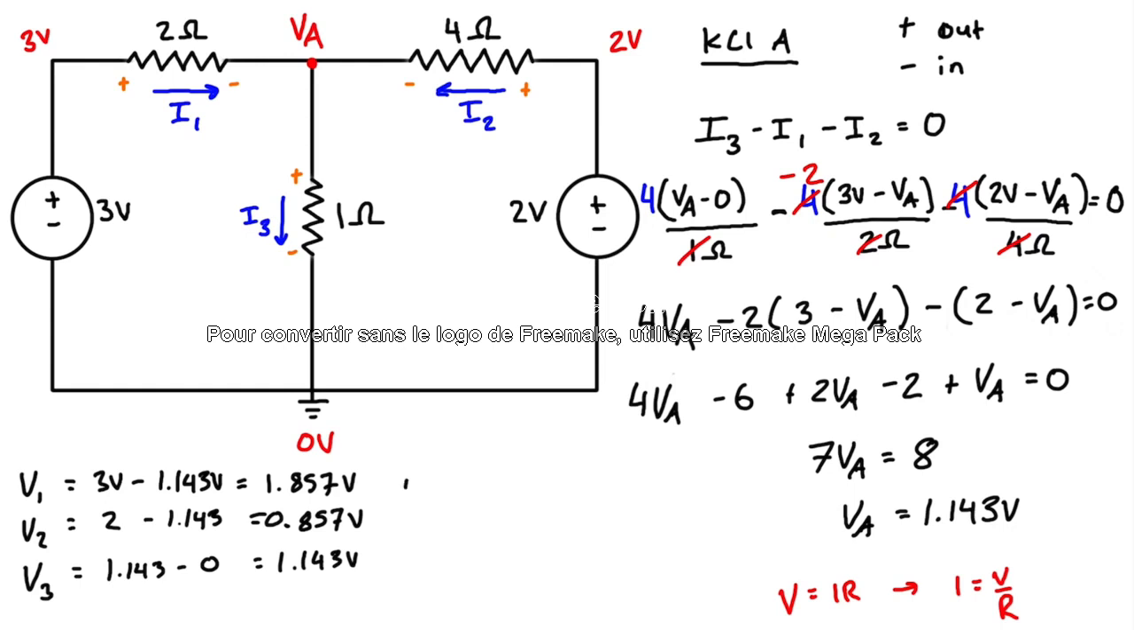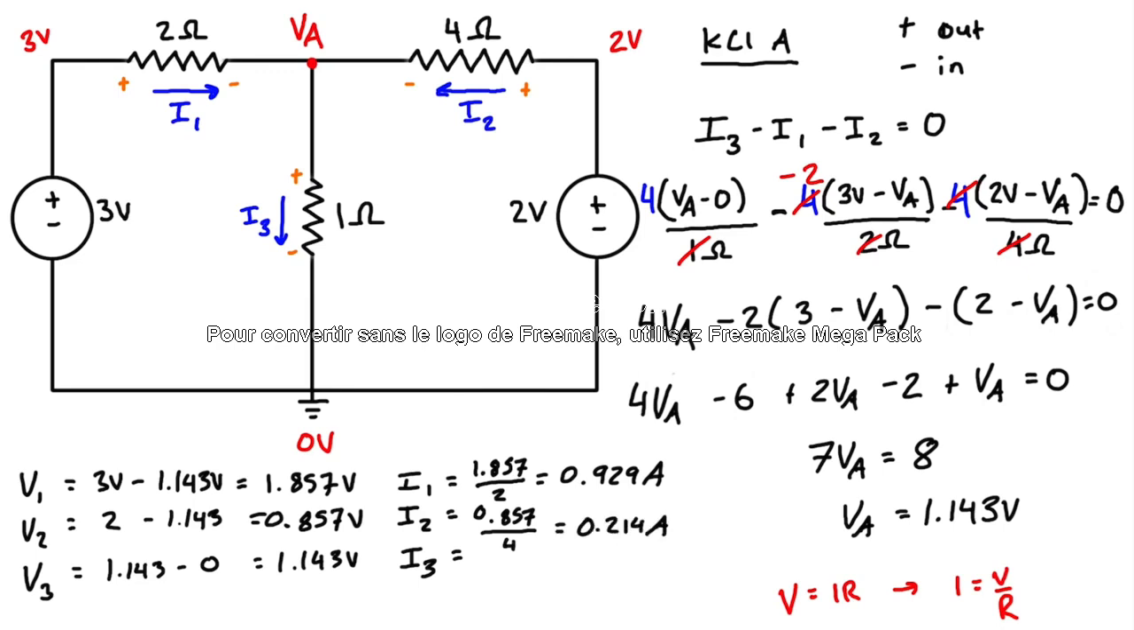And then when we want to solve for the currents for each of those, we have I1, I2, and I3. Well, the current again is just equal to V over R, so we have 1.857 volts over 2 ohms, and that gives us a value of 0.929 amps. And then I2 is just 0.857 volts over 4 ohms, and that gives us 0.214. And then for I3, we have 1.143 volts divided by 1 ohm, and that gives us 1.143 amps.